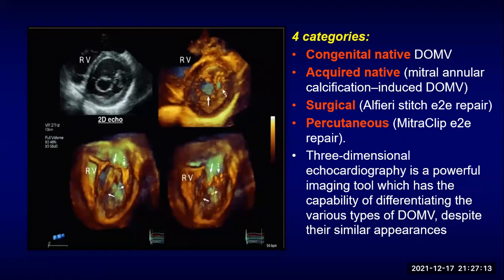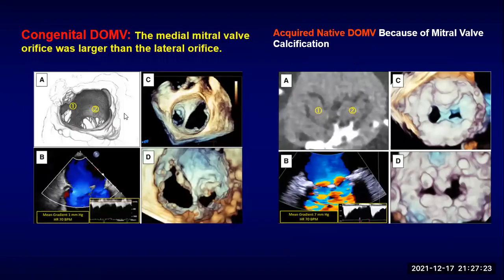We have several categories of the double orifice mitral valve. We have the congenital native one. Okay, with this anomaly, if you look closely here, you can see that we have asymmetrical orifices. One medial orifice, which is very large, and one lateral orifice, which is smaller. This tells us that it is a congenital anomaly of a double orifice mitral valve.